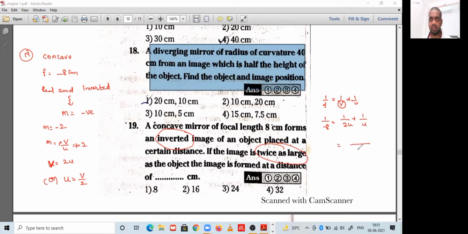Then the LCM is 2u, so we have 1 plus 2 by 2u, equal to minus 1 by 8. 2 ones are 2, 2 fours are 8. So minus 1 by 4 is equal to 3 by u, and the u value is equal to minus 12 centimeters.